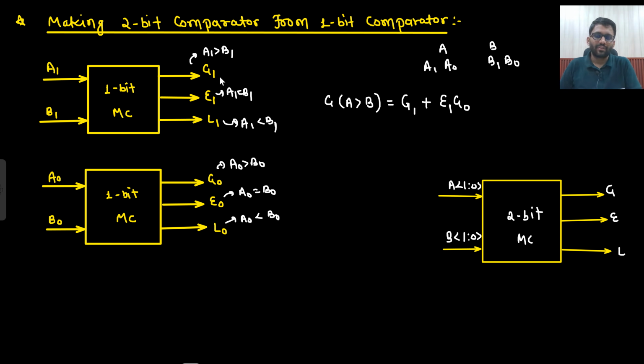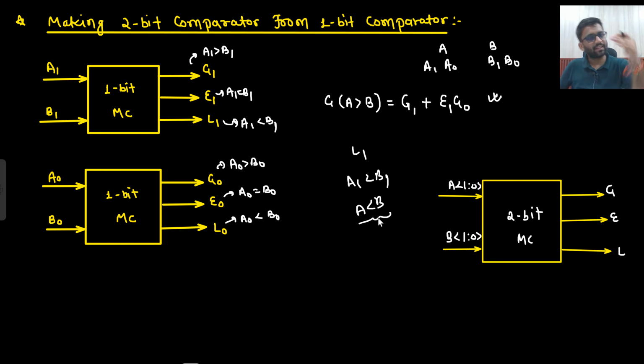A1 is greater than B1. So this output will say that your A1 is greater than B1. So if I can take this output, or if both are equal, if A1 is equal to B1, then at least A naught should be greater than B naught. That means this G naught I need to pick. So that would be your final G. Is there any other condition? If I take this one, that I am having L1 first, that means A1 is less than B1. So certainly B will be greater than A. There is no chance, we cannot think of anything.